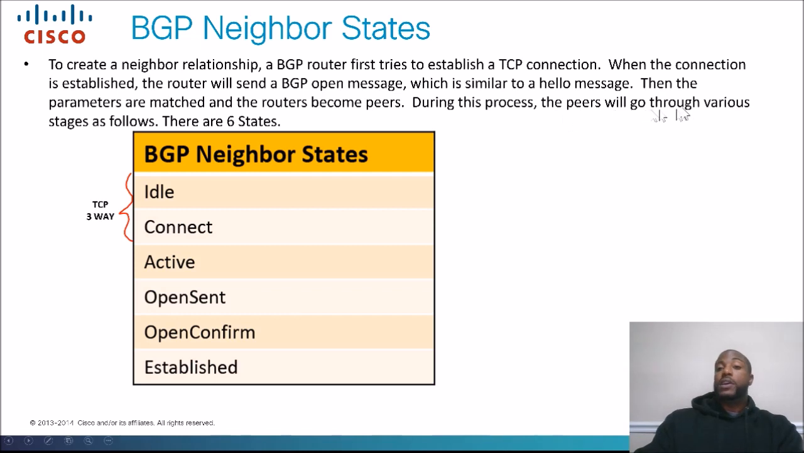During this process, the peer will go through various stages as follows. There are 6 states: idle, connect, active, open sent, open confirm, and established. Just remember that the TCP three-way handshake occurs during idle, connect, and active, and once it's active, the TCP three-way handshake connection is pretty much established. But then after that, it needs to send an open message to establish the BGP neighbor state.